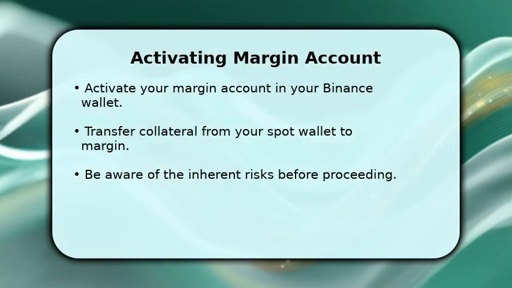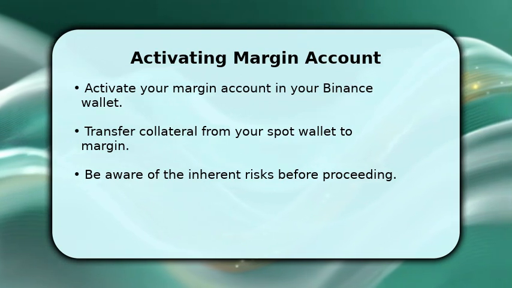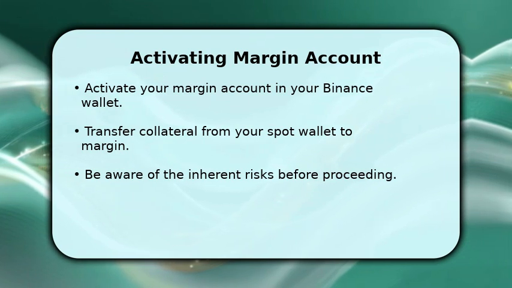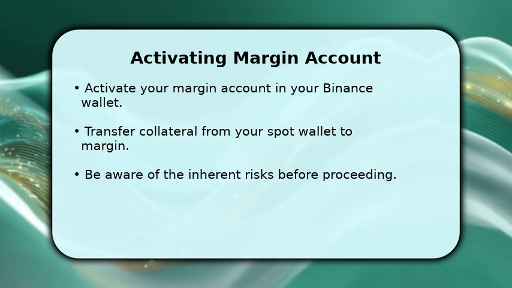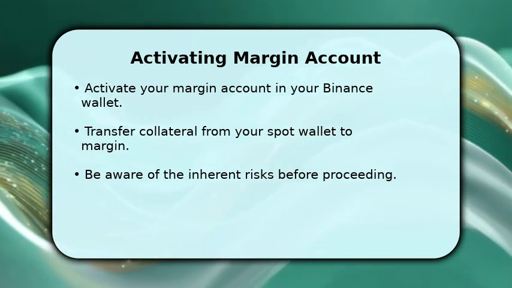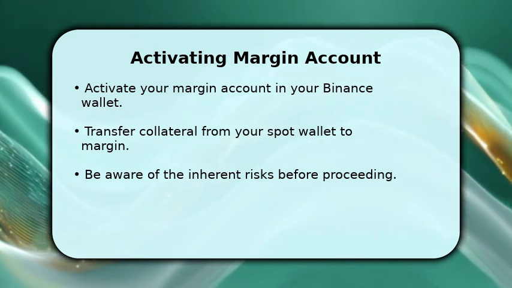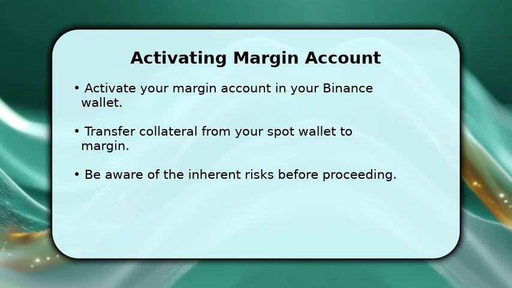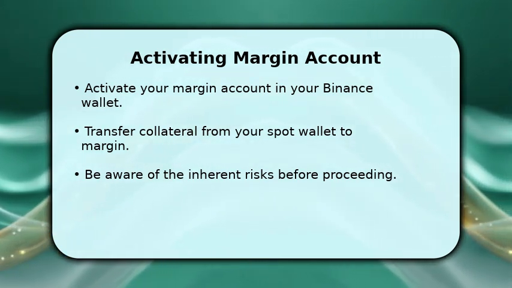To begin, you first need to activate your margin account on Binance. Navigate to your wallet section and enable the margin trading feature. Once activated, you'll need to transfer some funds from your spot wallet into your margin wallet. These funds will serve as your collateral. Remember, margin trading carries substantial risk, so always proceed with caution and a clear understanding of the potential outcomes.